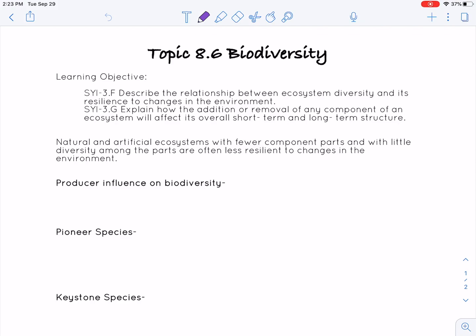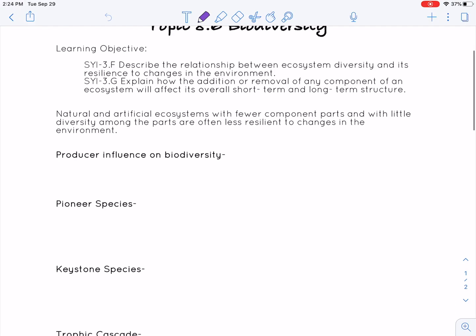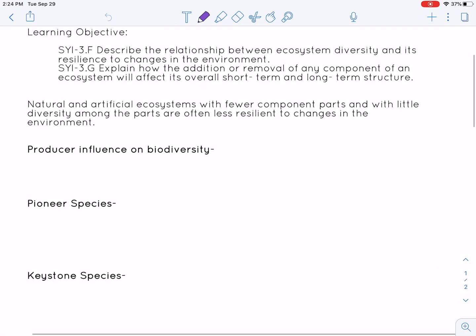The natural and artificial ecosystems with fewer component parts and with little diversity among the parts are often less resilient to changes in the environment. And that's because there's just not a lot of diversity. So biodiversity is a huge, huge factor in order of maintaining really strong, healthy ecosystems that can survive disasters. And so obviously there's some issues recently with limiting biodiversity. And there's some problems when we limit biodiversity in an area.